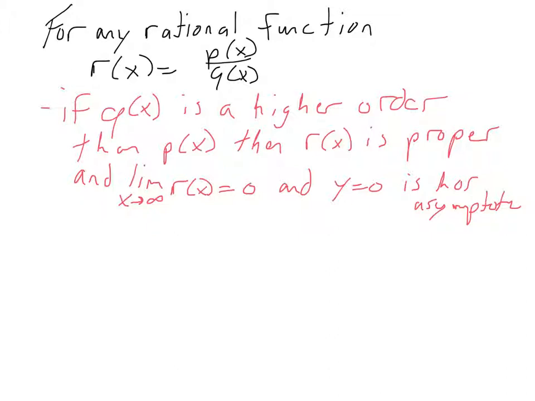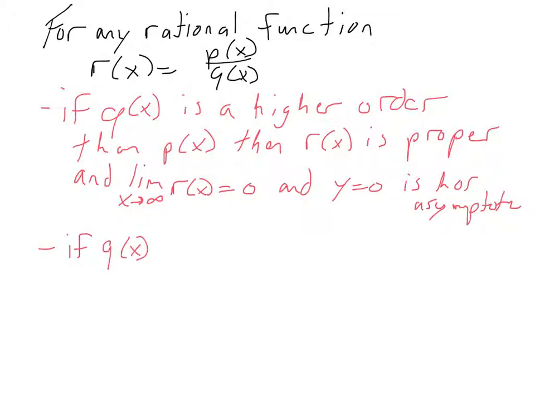So if the function has a horizontal asymptote of y equals 0, that's really easy to tell, because any function where the denominator has a higher order than the numerator, immediately you know y equals 0 has to be a horizontal asymptote. If q of x, whoops, not g.